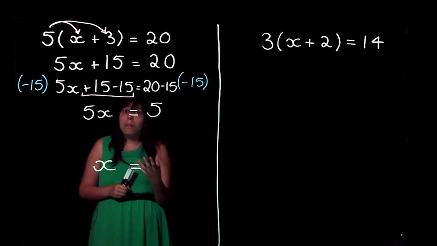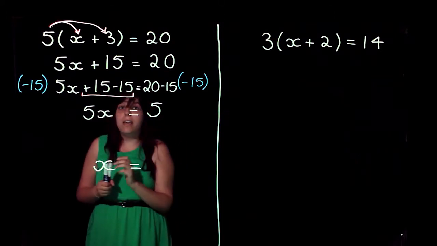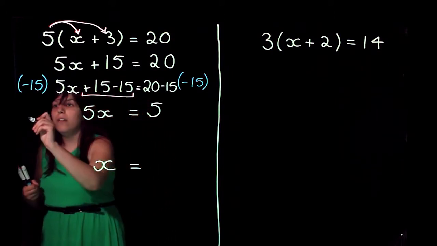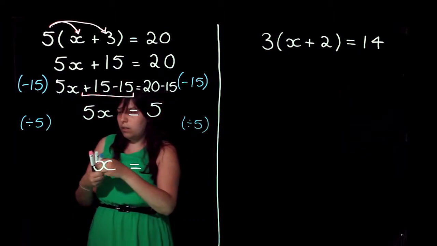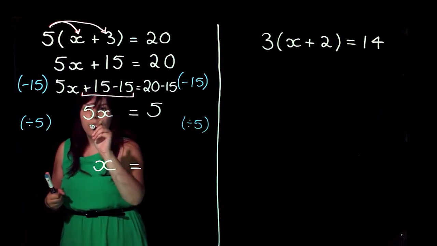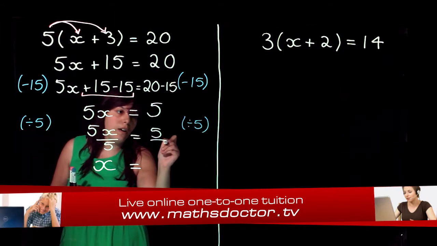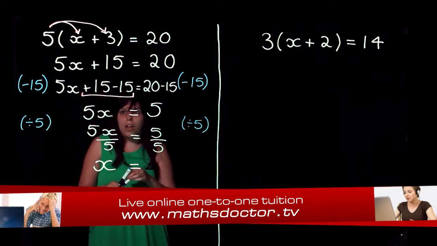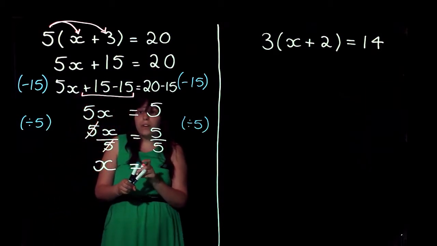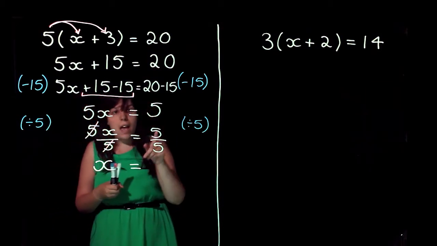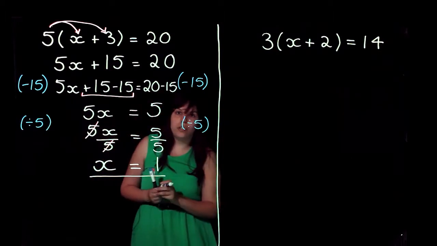So I need to work out what I'm multiplying by 5 to give me my 5. So what's the inverse of times 5? Well, it's going to be divide by 5. So I'm going to do that to both sides. So we have 5x divided by 5 equals 5 divided by 5. So 5x divided by 5 is going to be 1x, because 5 divided by 5 is 1. So I've got my x there. And then 5 divided by 5 was 1. So my solution should be x equals 1.